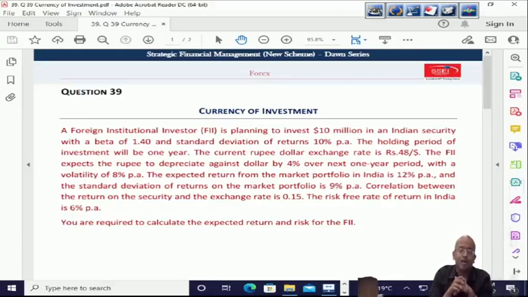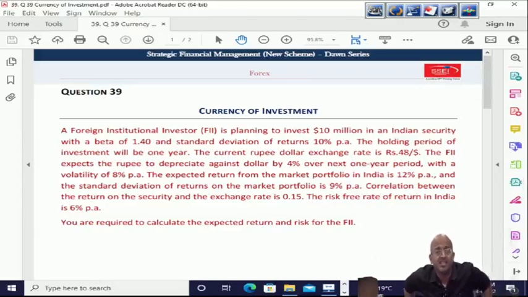The FII expects the rupee to depreciate against the dollar by 4% over the next 1 year period. But the base currency is dollar. In all past ICAI solutions, they do the adjustment based on the base currency. Rupee will fall by 4%, that means dollar will rise by 4%. So they do it as 48 into 1.04, which is mathematically wrong, because if the rupee falls by 4%, the dollar will rise by more than 4%. We should do 48 by 0.96.